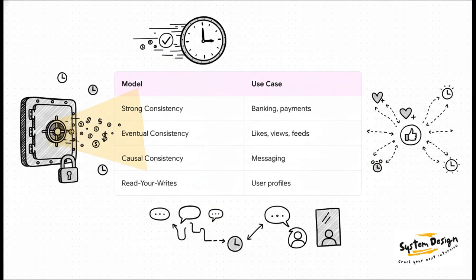Think about a banking app. When you transfer money, you need strong consistency. That balance has to be perfectly correct for everyone, right now, no exceptions. But what about something like a like count on social media? For that, eventual consistency is totally fine. Who cares if it takes a few seconds for the count to be the same in every country? The right model completely depends on what you're building.